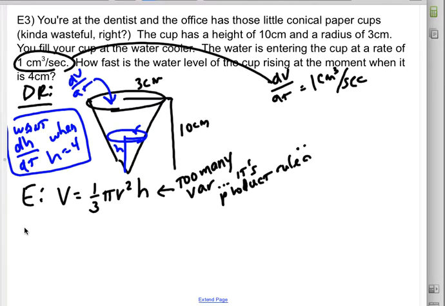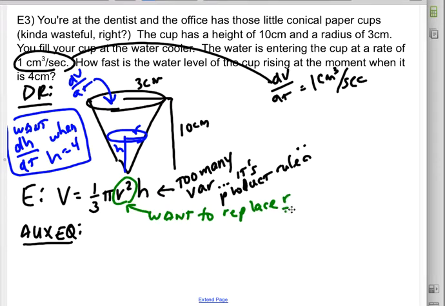So what I need in this problem is an auxiliary equation. This is going to happen when you have more than 2 variables in your equation and when you only know stuff about one of the variables. So what I want you to notice is that I really know nothing about r. R is not mentioned in this problem at all, right? So I really want to replace r, because it's not even mentioned really, with h stuff.